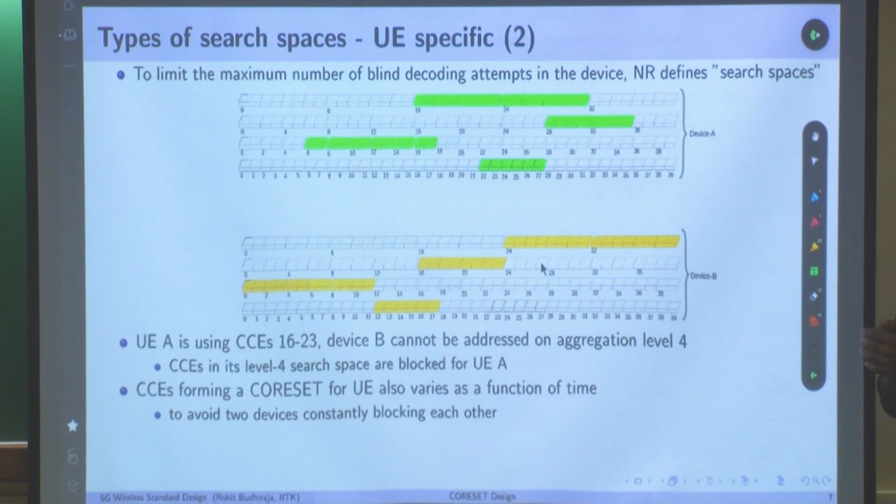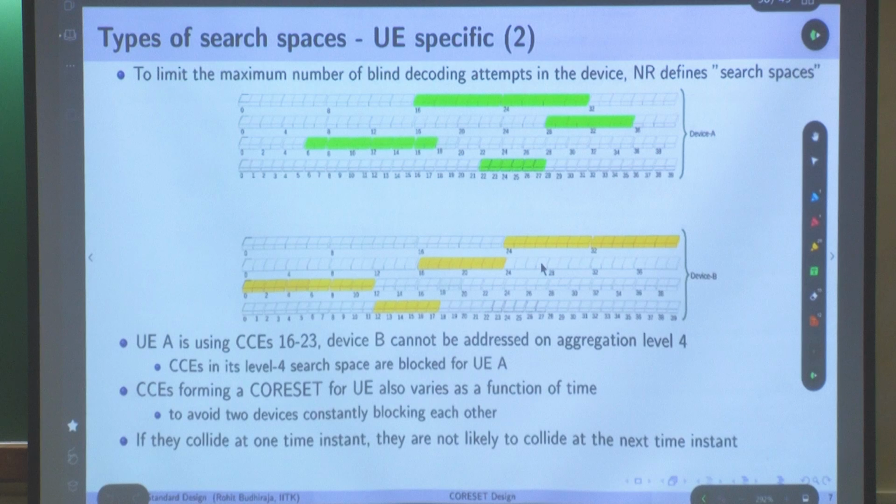It needs aggregation level 4, right? Then you are blocking this. You will not be able to transmit data for device B at these CCEs, right? So you have to basically change it. The base station can figure out, of course the base station is only assigning, so it can move it later. But if device B doesn't need aggregation level 4, it needs only aggregation level 1, there is no need to change for the time, okay, right?